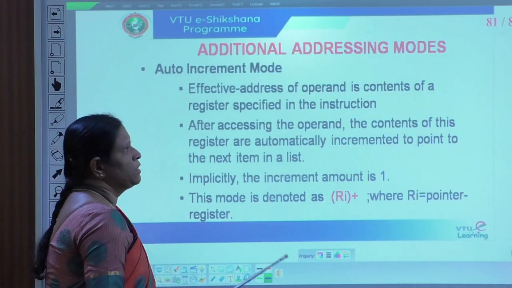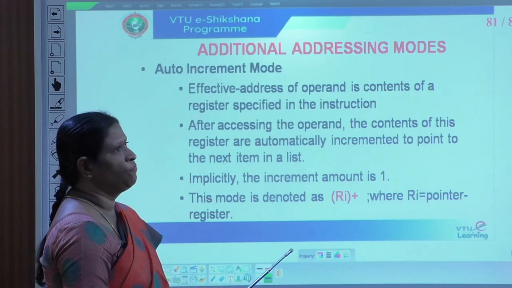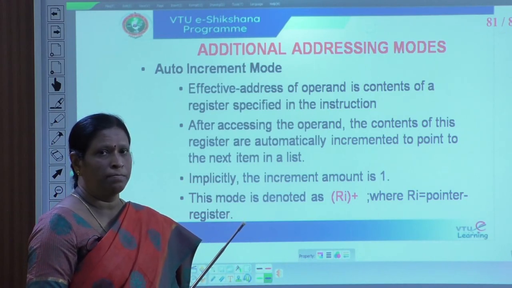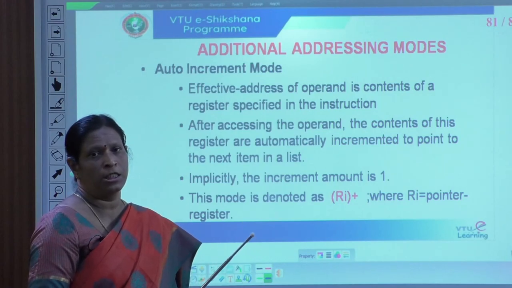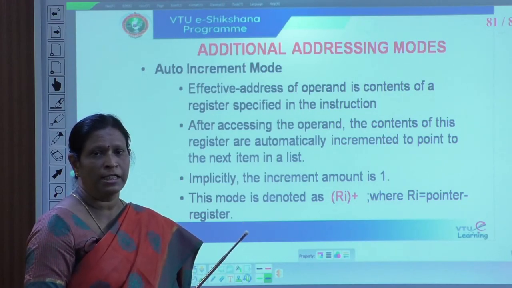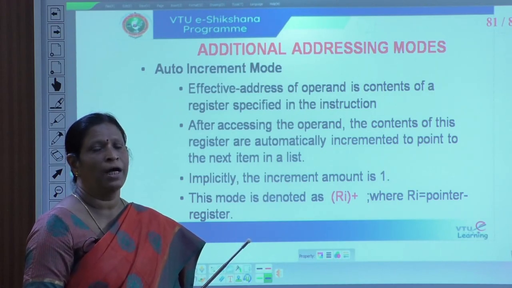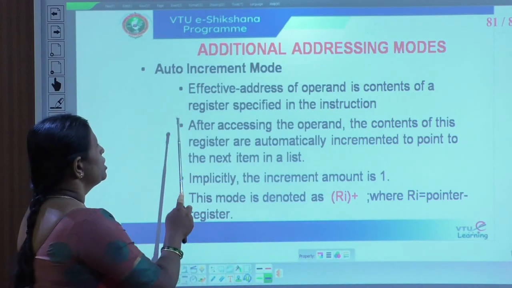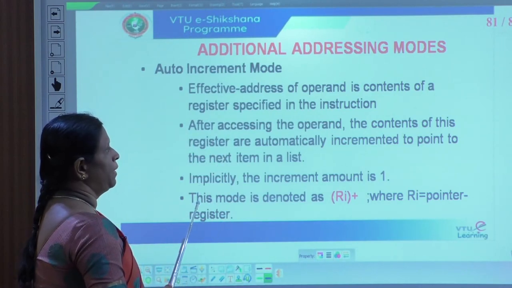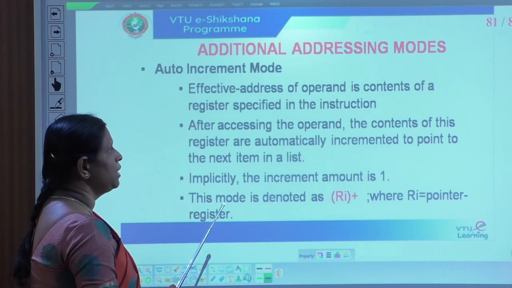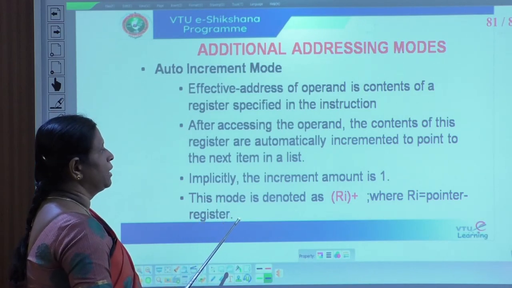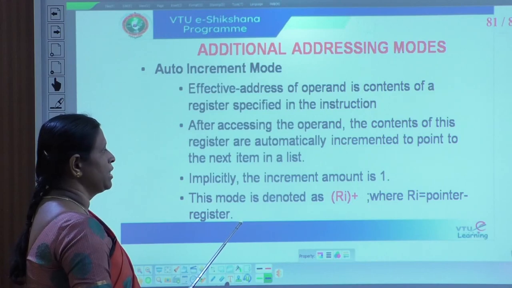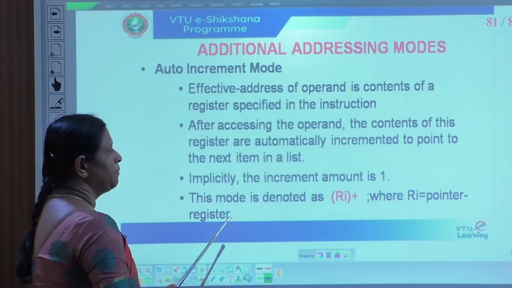Apart from this, we have discussed different forms of addressing modes like implied addressing mode, absolute or direct addressing mode, indirect addressing mode, immediate addressing mode, indexed addressing mode, and lastly we have additional addressing modes called the auto increment and the auto decrement mode. In auto-increment mode, the effective address of an operand is the contents of the register specified in the instruction. After accessing the operand, the contents of this register are automatically incremented to point to the next item in the list. Implicitly, the increment amount is 1.